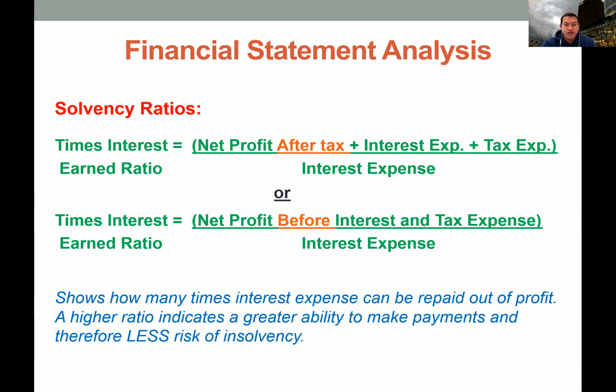We have two alternatives in calculating this ratio. First, we can start with the net profit after tax, and then we add back the interest expense and the tax to the profit, and then divide this by the interest expense. Or we just simply take the net profit before we deduct any interest and tax, and then divide by the interest expense. We also call this profit EBIT.